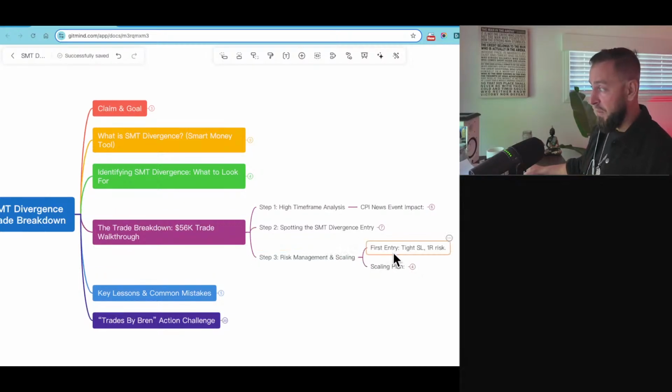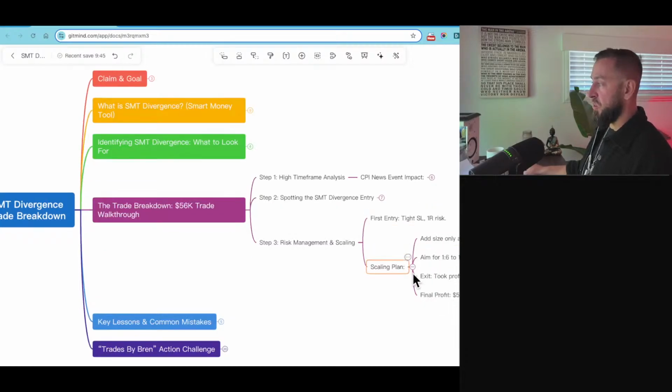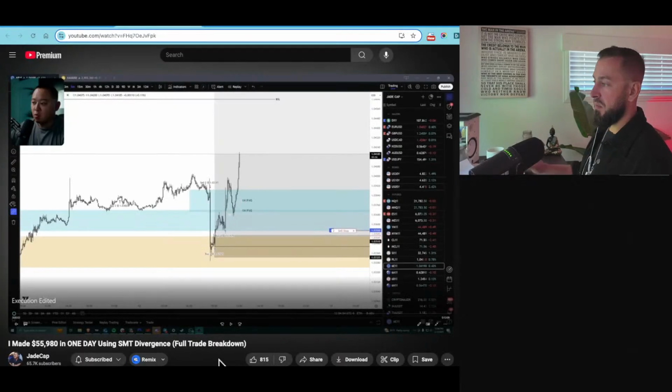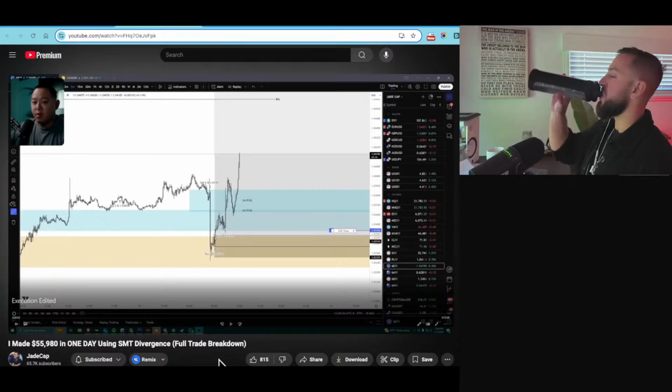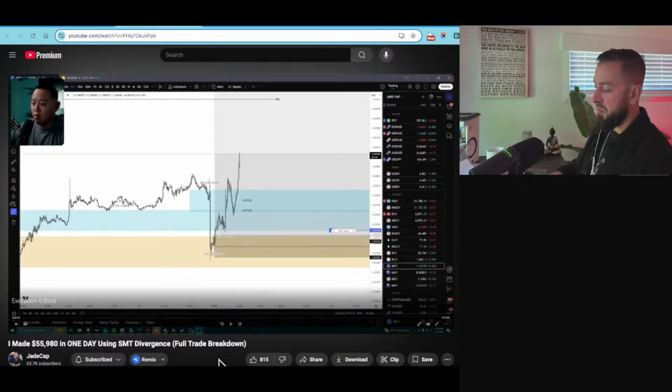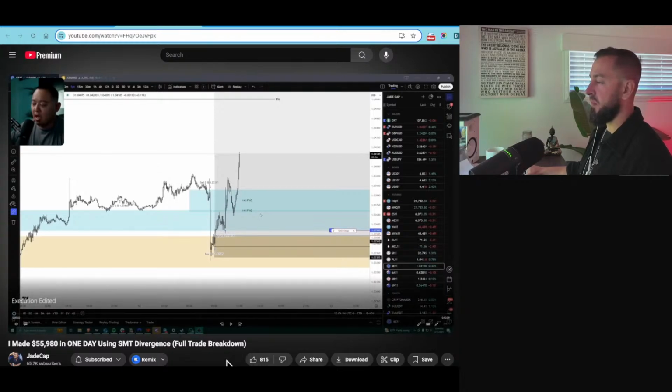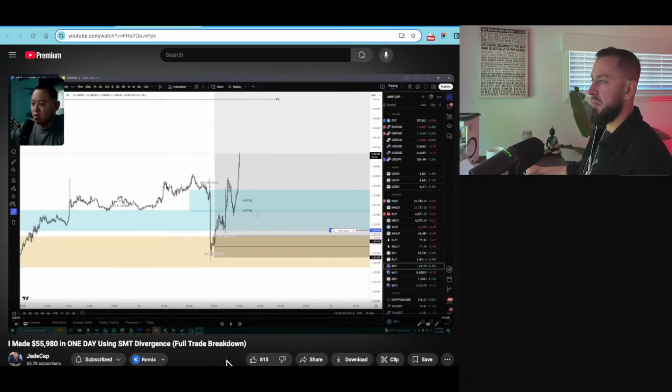His first entry had a tight stop loss, 1R risk. Actually, I think it was 3, right? And then he scaled in, okay? So this was like his scaling plan, and we're going to see him break that down next. Toward trade on that next entry. Okay, so if I was down 1R or down a little bit more than 1R because of slippage on CPI, I'm able to make it back by placing another 1R trade, but the upside has a great amount of potential.